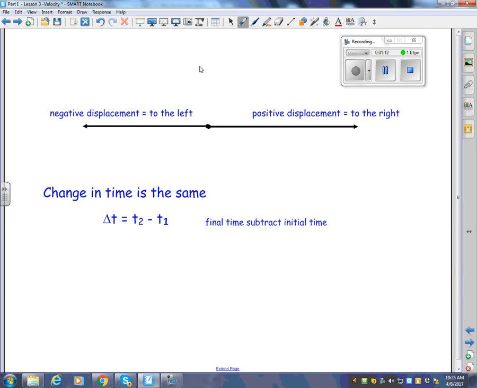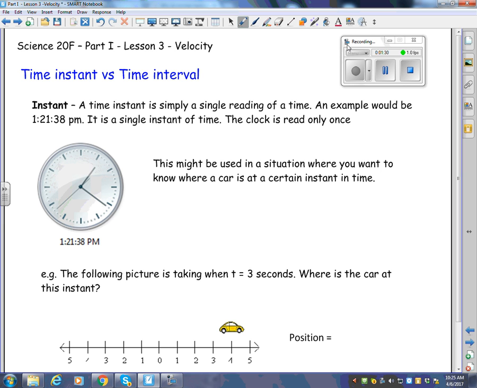Now, I didn't talk a lot about change in time, but I should just briefly touch on it here. Change in time is the same. It's the final minus the initial, right? Are we going to have to know that one? The change in time? I mean, you're going to have to be able to do it, but you're probably not going to have to write that formula, right? And I haven't talked to you about, is this on yours? Yeah. This is on yours, I think? Yeah, we have to write. Okay, good. All right, so quickly let's talk about time instant and time interval.